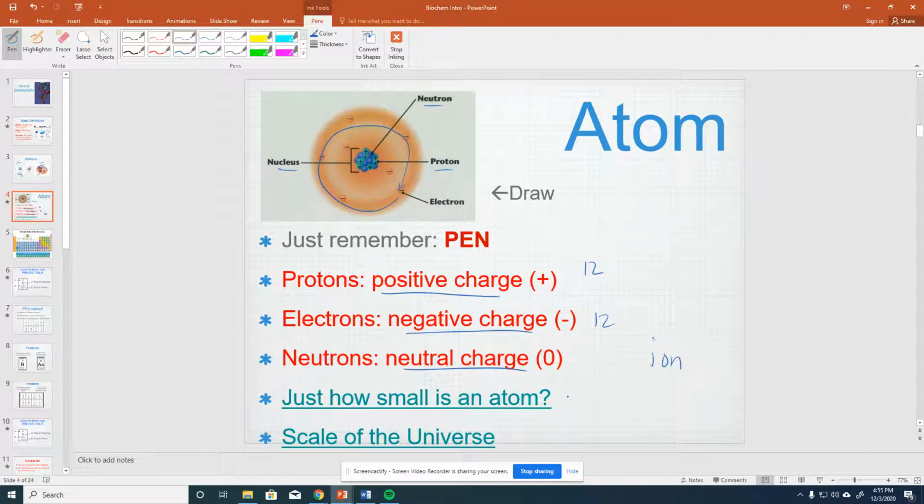I will have you watch this video. You can't click on that right now, but I will make a link for you later to watch just how big is an atom, or how small is an atom, and then we're going to go through the scale of the universe slider thing, which is pretty cool. Okay, so let's continue on.